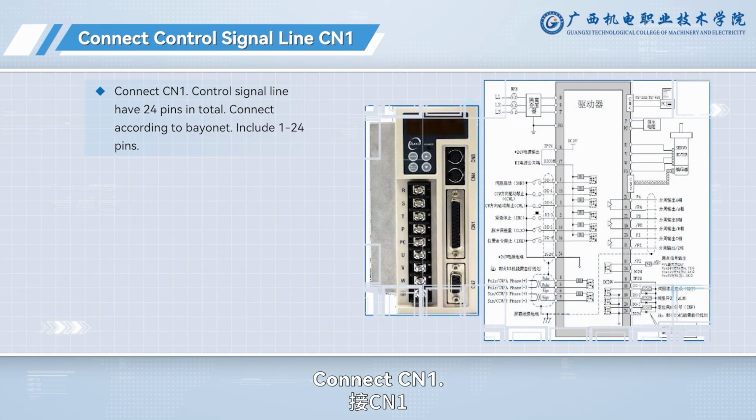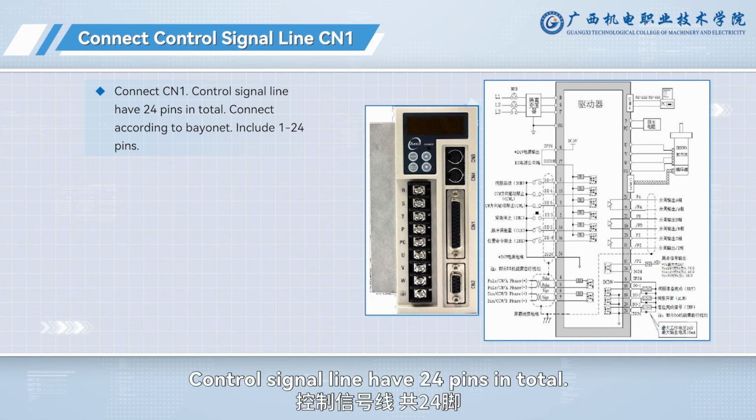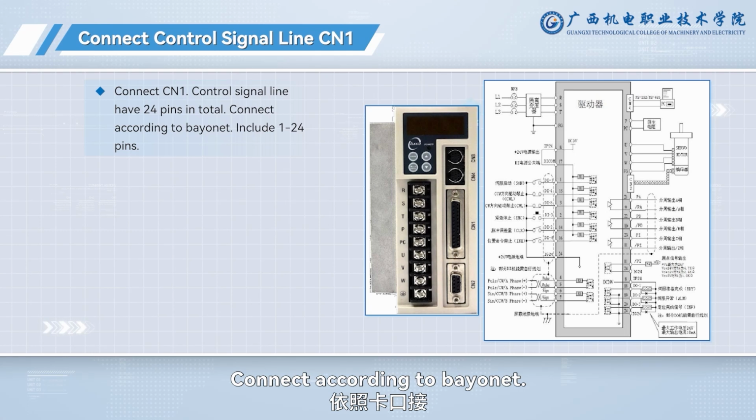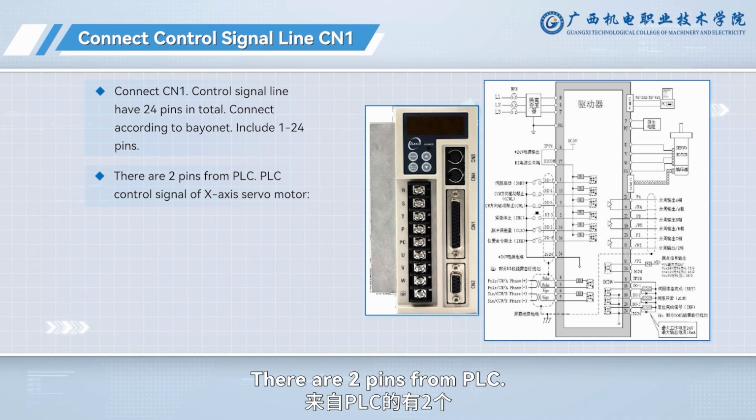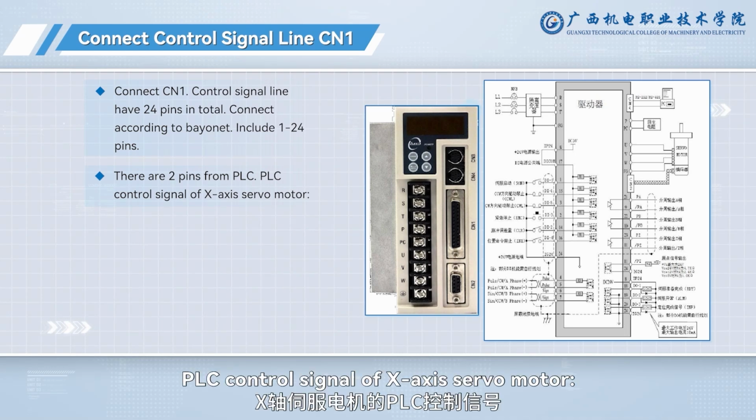Connect CN1. The control signal line has 24 pins in total. Connect according to the bayonet. Include pins 1 to 24. There are 2 pins from the PLC. PLC control signal of the X-axis servo motor.